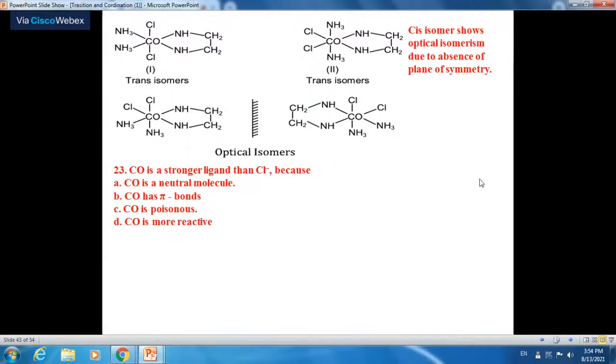Cis isomer shows optical isomerism due to the absence of a plane of symmetry. If there is no plane, the plane of symmetry is absent in this case. So that is why totally 4 isomers are present.